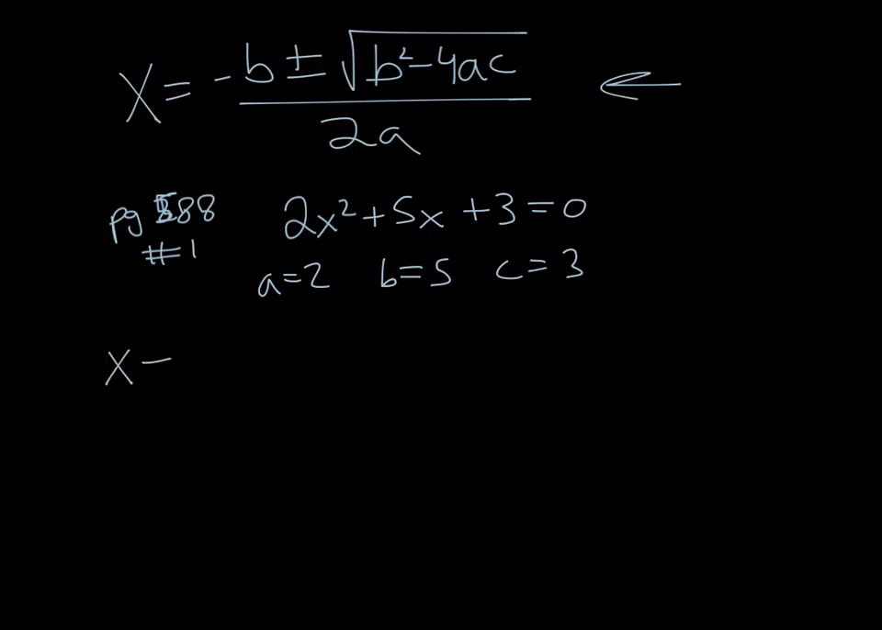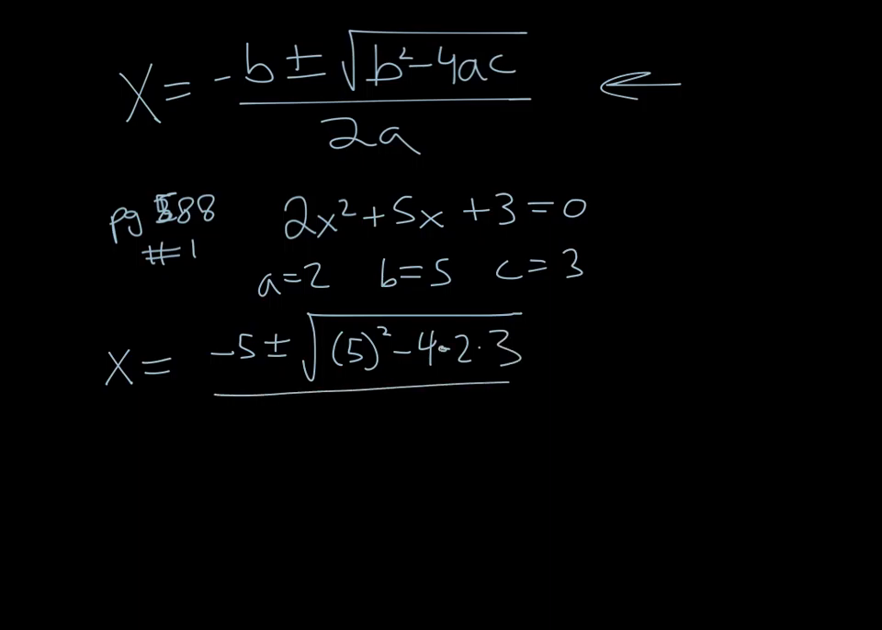So x equals negative b, so negative 5 plus or minus, and I draw a big square root, and I'm going to do b squared. So in parentheses, 5 squared minus 4 times a, which is 2, times c, which is 3. And that's a times c there. All over, so I draw a big fraction bar, 2a, so 2 times 2. And then each step here, I'm going to just try to simplify it a little bit more.